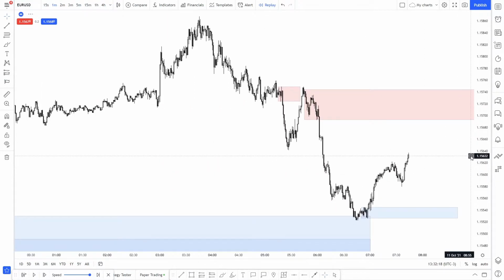So what do I do next? After analyzing, give me 1 second. Okay, so what I do after analyzing the 15 and 5-minute structure is see what has happened on the 1 minute. So this is literally what I do, right?